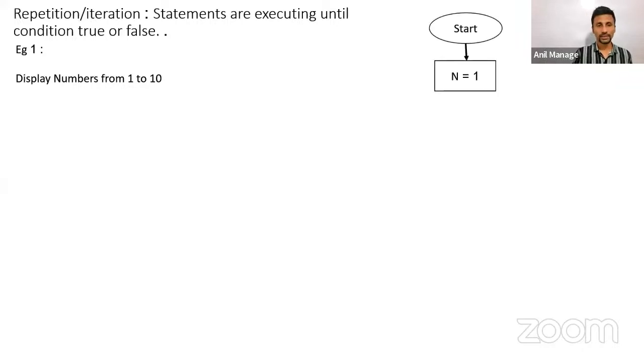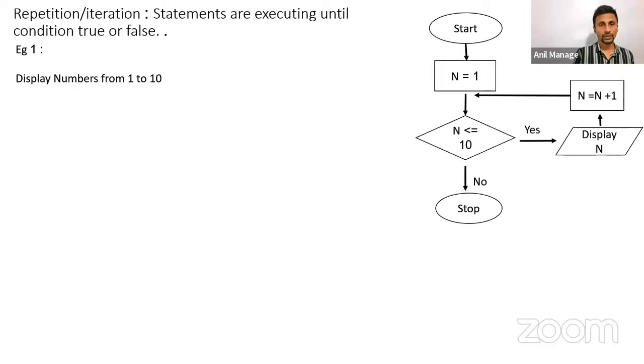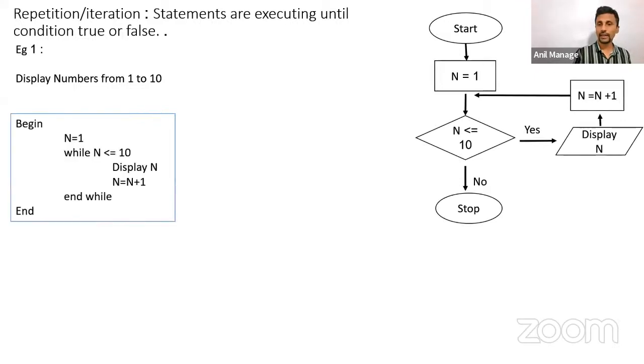Then we'll go to the next one. Repetition, iteration. Statements are executed until a condition is true or false. Now this is the bit difficult part for the students, right? So according to the condition, this is what, right? Now according to my question, I need to display numbers from 1 to 10. Right? 1 to 10. So I will write something here. This is called a trace table. I have put another trace table here.